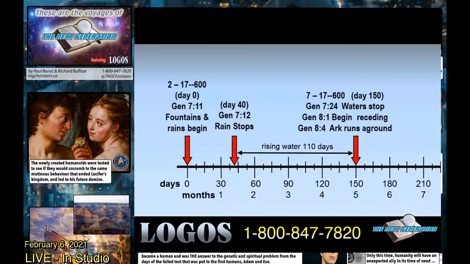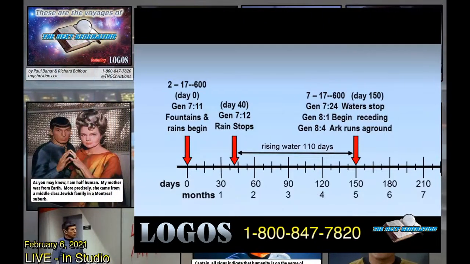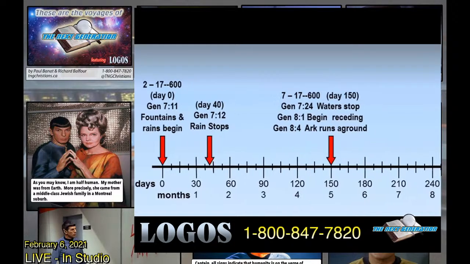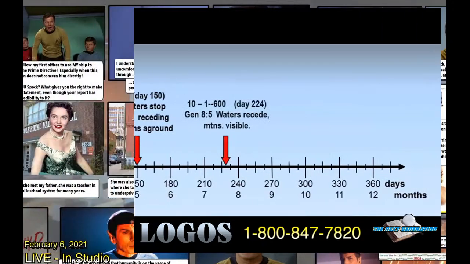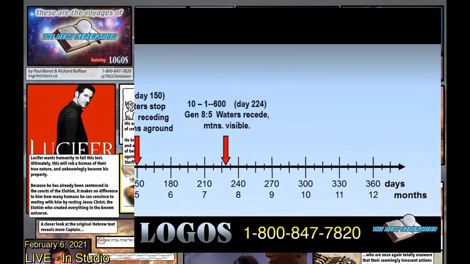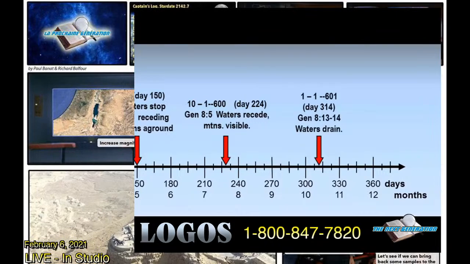Five months into the flood, the ark comes to rest on a high peak, after which water levels can be observed to be decreasing. 74 days later, lesser peaks become visible. 90 days after that, the waters have completely drained, but Noah, his family, and all animals do not leave the ark, apparently because conditions are still too unstable. Finally, 57 days later, and after 371 days on the ark, they are allowed to leave.